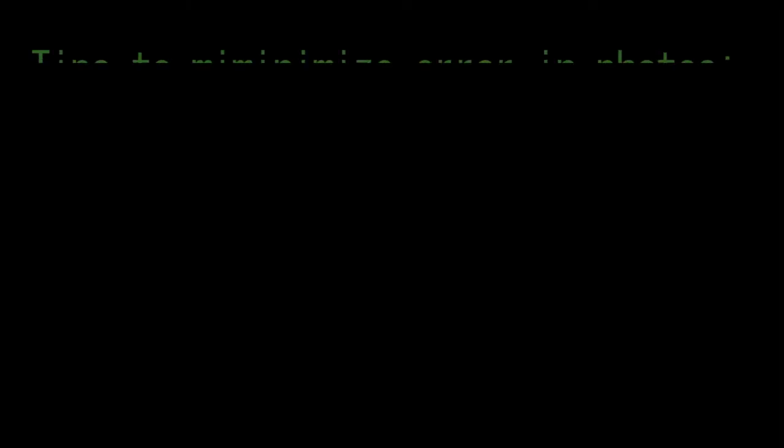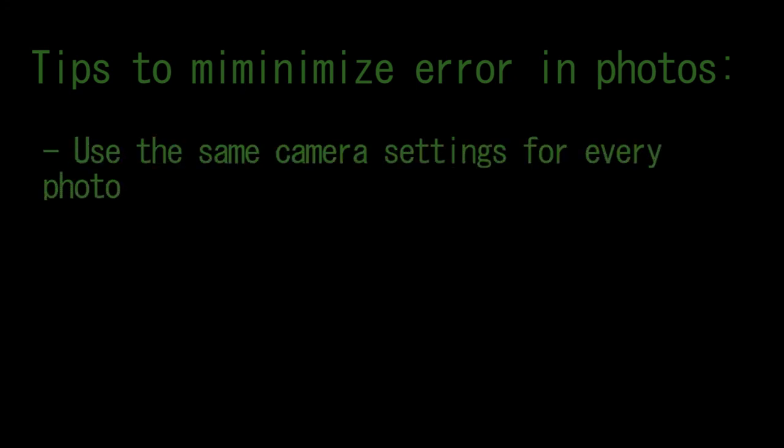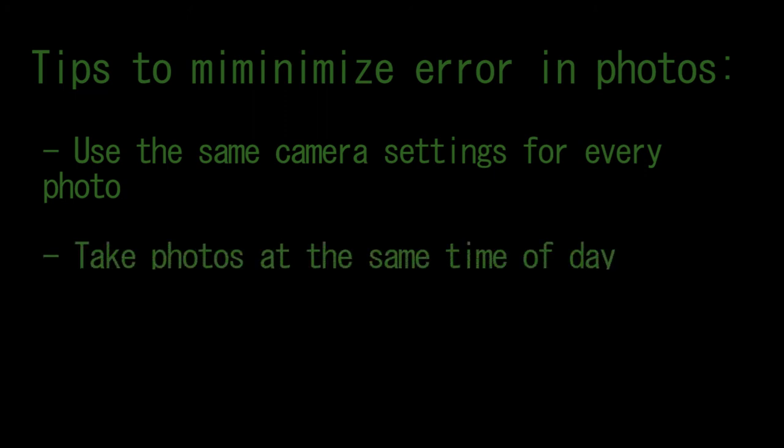There are a few things you'll want to keep in mind with this method in order to minimize error. Always use the same camera settings to avoid user error. I recommend using autofocus and putting your camera in auto mode. If your photos rely on natural light, such as in a greenhouse or outdoors, take photos at the same time each day so that the lighting conditions are consistent.